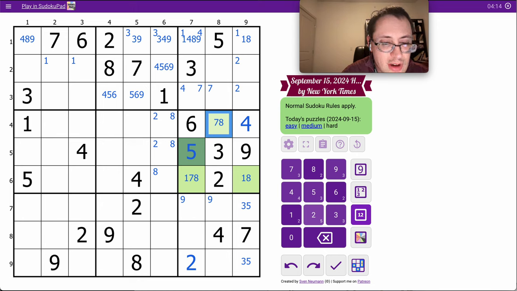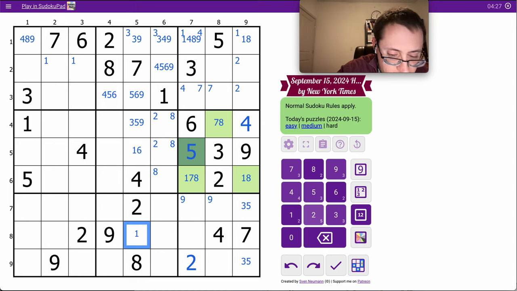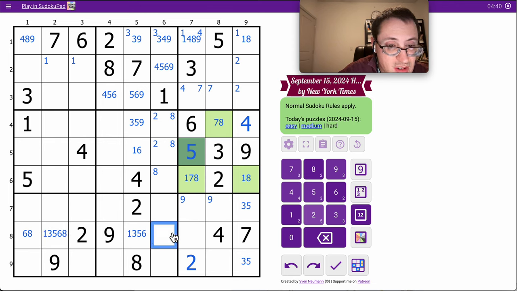Okay, column 5 has 2, 4, 7, 8. I need 1, 3, 5, 6, 9. Haven't I seen that combination before? And in row 8, I need 2, 4, 7, 9, so I need 1, 3, 5, 6, and 8. Two, four, five, seven. Two, three, four, five, seven leaves 1, 6, 8, 9 for region 9.